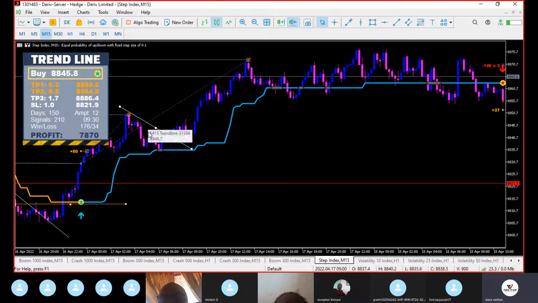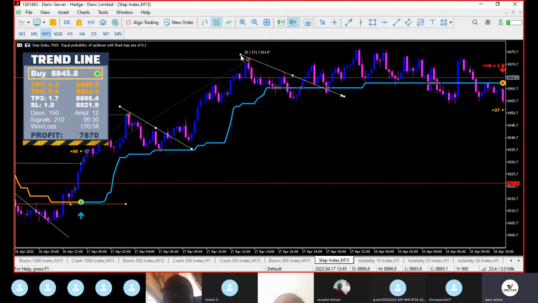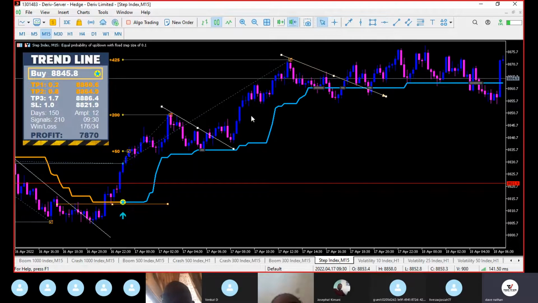Now, because this bias is still in an uptrend, we are only going to be looking for our breakout. So we have another breakout at this point, because one thing I noticed with the trend line pro indicator is that once it gives you a signal, you will not get multiple signals. Whenever it gives you a signal, you're not going to be getting multiple signals.